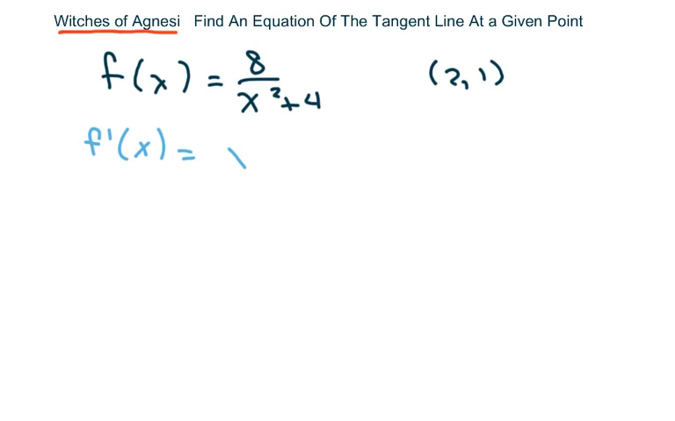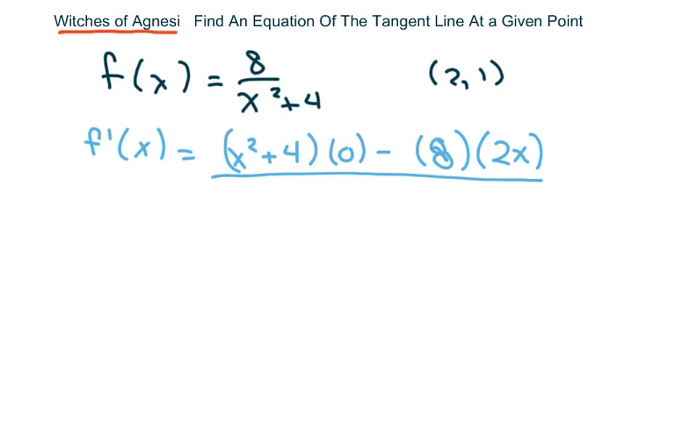So we take the denominator times the derivative of the numerator, minus the numerator, which is 8, times the derivative of the denominator, all over our denominator squared. So this goes away, and we get negative 16x over x squared plus 4 squared.